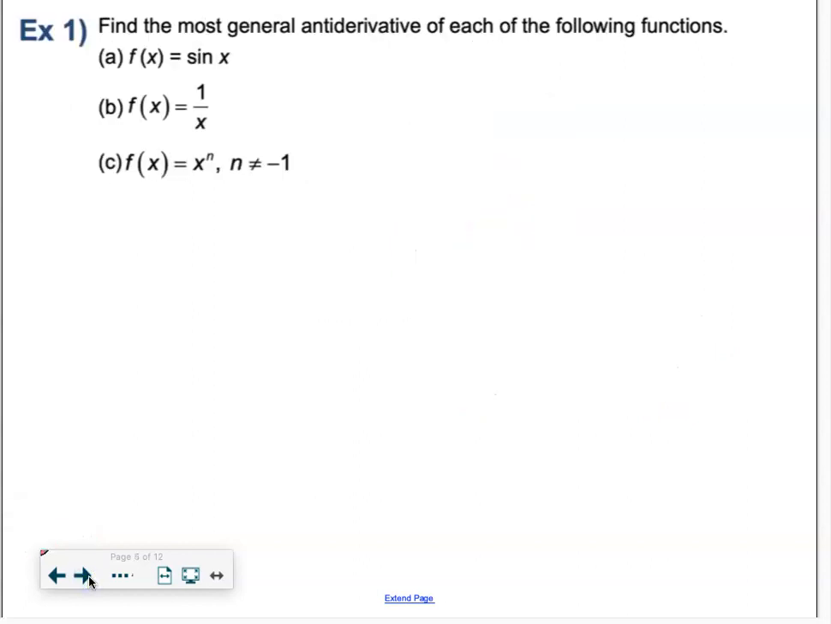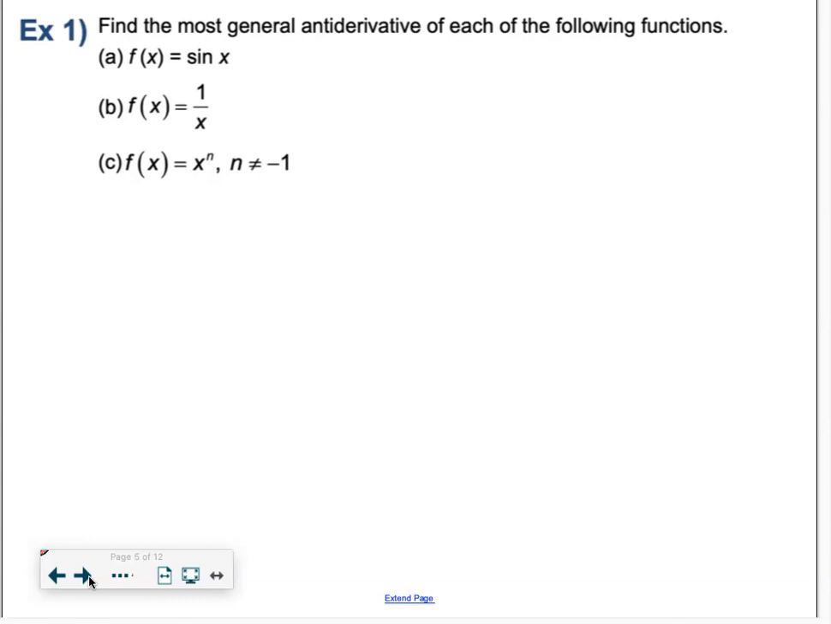Okay, now I have an assignment for you guys. Before you start, I'm going to add something to it. So find the most general antiderivative for each of the following. In your groups, I want you guys to see if you can figure out the antiderivative of sine x, the antiderivative of 1/x, and the antiderivative of x to the n if n is not -1. So for part B, this is x to the negative first. For part C, this is x to a power, all other powers except -1. This is going to be kind of like a rule.